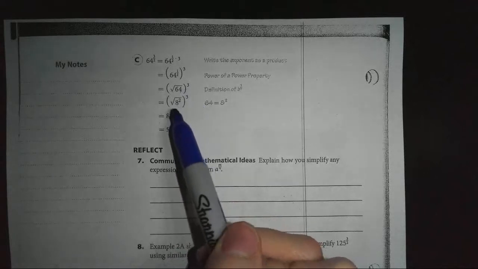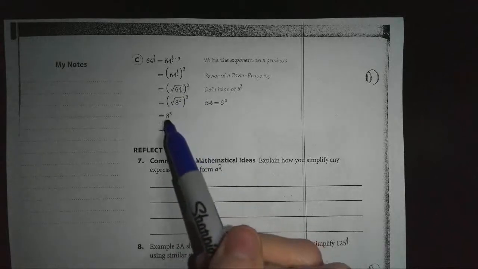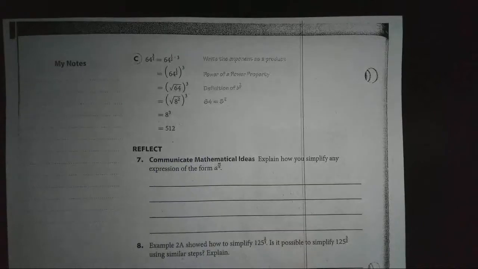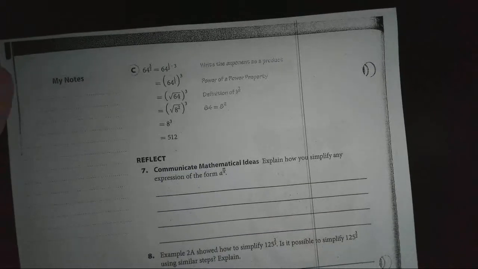Now we know the square root of 64 is 8, and then we want to cube 8. So 8 cubed is 512. That is where those numbers come from.